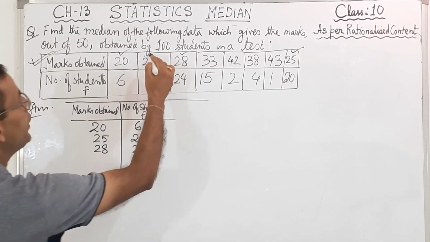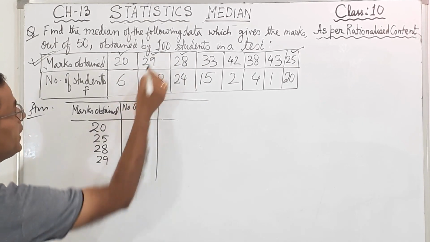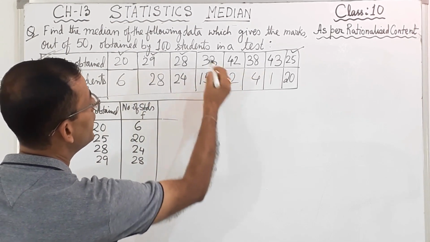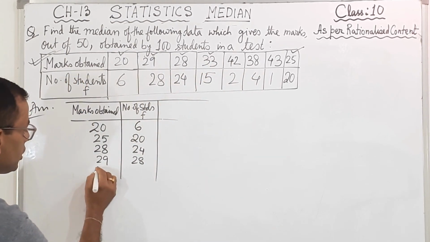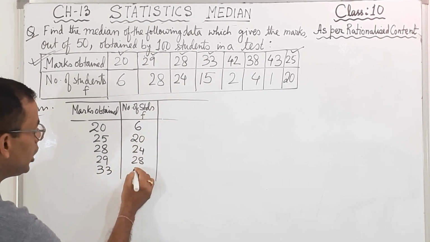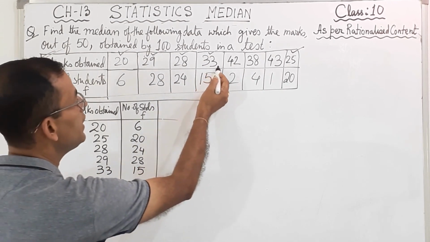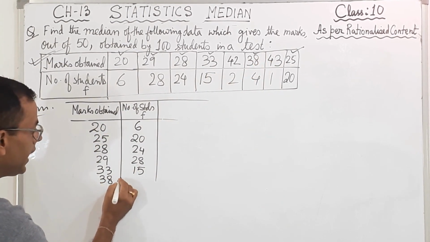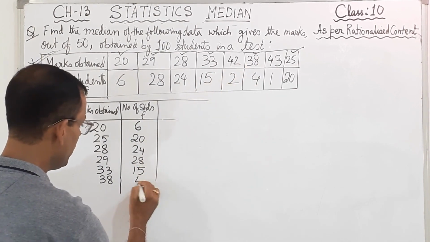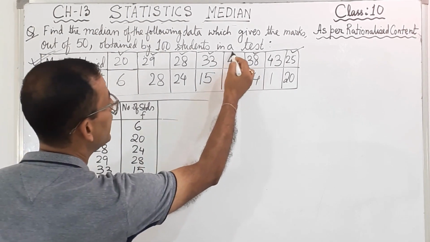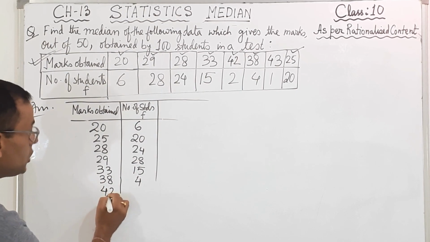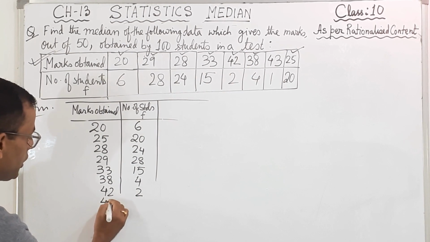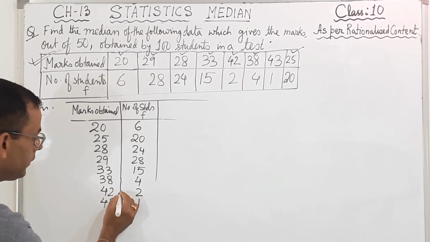24. After 28, 29. 29 is carrying what? 28. After 29, what is there? Now 33. So 33, and it is having how much? 15. After 33, what is the next one? 38. 38, and it is having what? 4. After 38, what is the next one? 42. 42, and it is having 2. After 42, what is there? 43, and it is having 1.